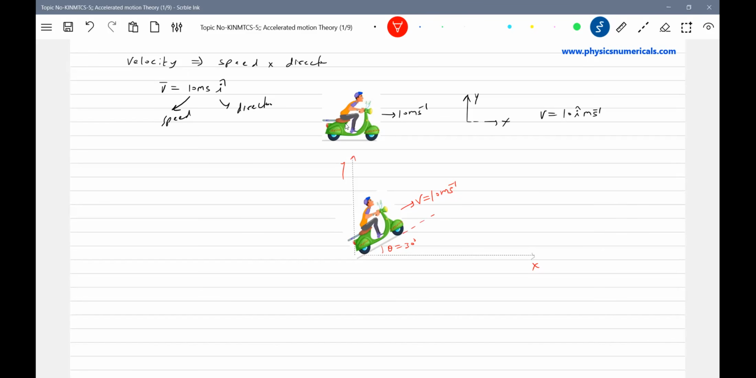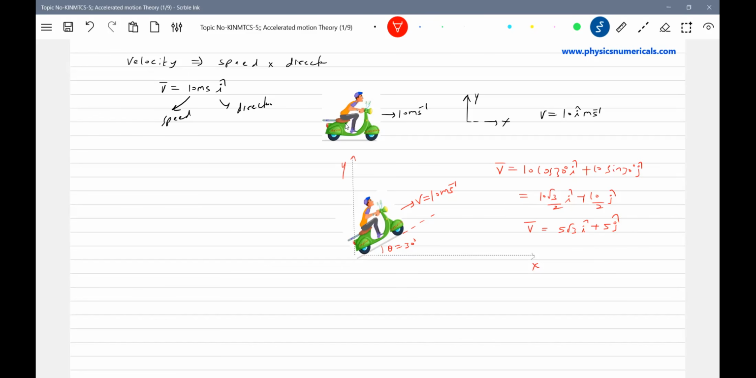So look at it now, it is moving in xy plane. In this case, what is the velocity? Velocity of the bike will be 10 cos 30 degrees i cap plus 10 sin 30 degrees j cap. So this will become 10 root 3 by 2 i cap plus 10 by 2 j cap. So this will become 5 root 3 i cap plus 5 j cap. Okay, this is the velocity.